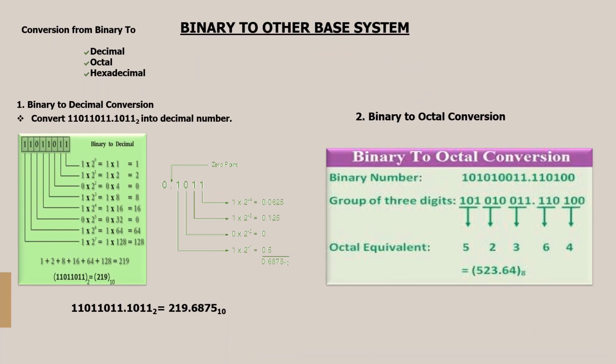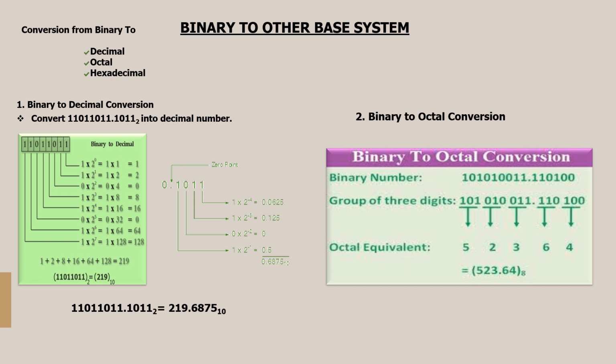And the next type of conversion is binary to other base systems. The first one we are going to see is the binary to decimal conversion. For the whole part of the binary, multiply with 2 power 0, 2 power 1, 2 power 2, 2 power 3, etc. And for the fractional part of the binary, we have to multiply with 2 power minus 1, 2 power minus 2, 2 power minus 3 and so on. And then finally write down the answer. That is the conversion of binary to decimal.